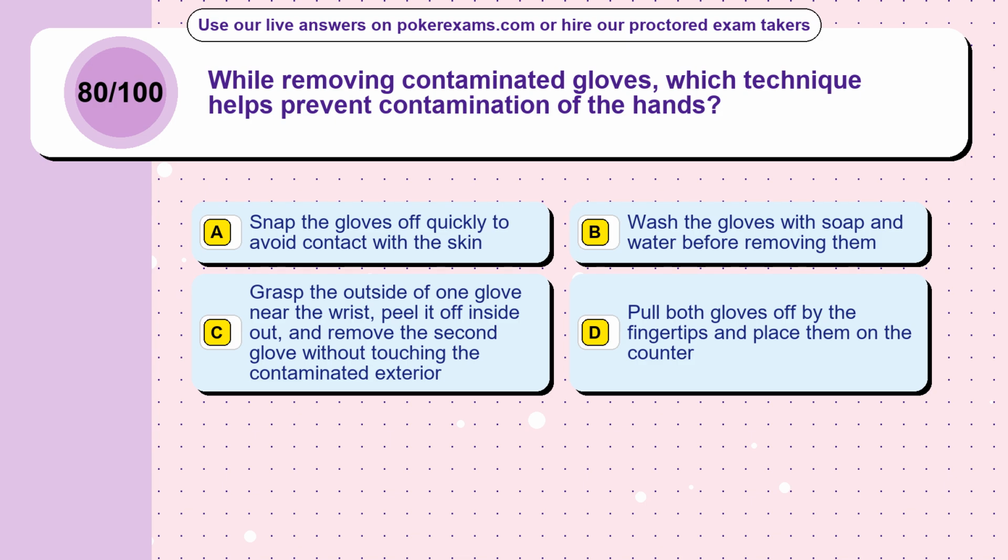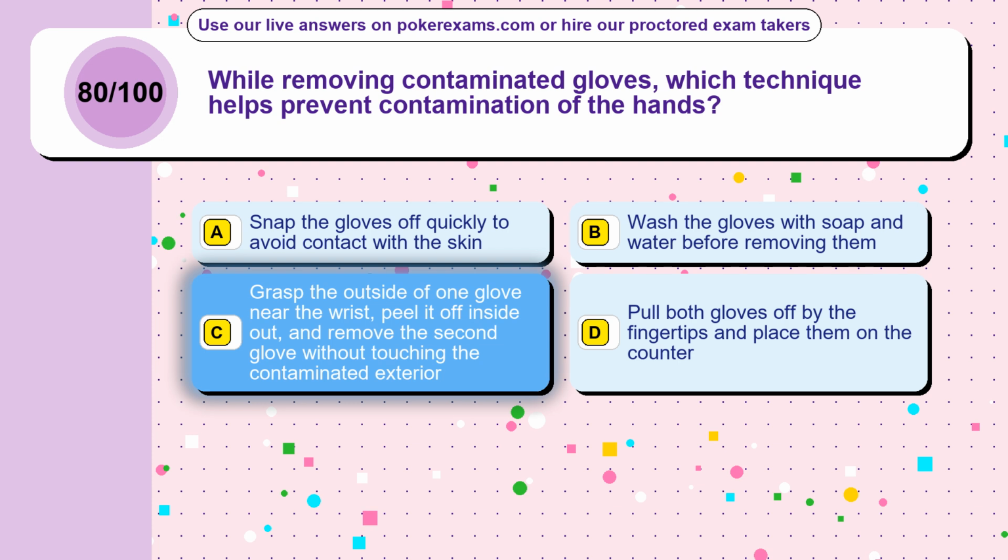Option D, pull both gloves off by the fingertips and place them on the counter. The correct answer is option C, grasp the outside of one glove near the wrist, peel it off inside out, and remove the second glove without touching the contaminated exterior.